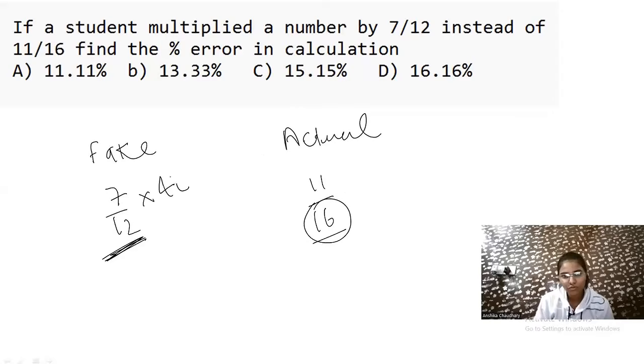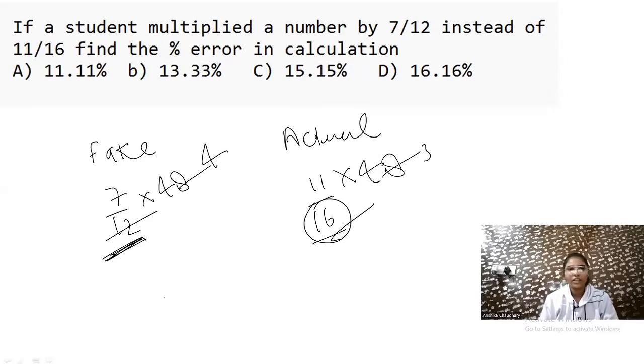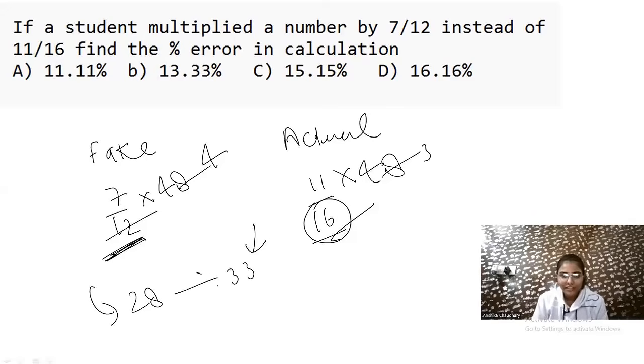So we need to multiply it by 48. It will divide as 4 and it will be 3. Then it will be 28 and it will be 33. So the fake number is 28. We got our answer as 28, but the answer should be 33. So what is the percentage error? What is the difference in this result? The difference in this result is 5, but in the calculation the actual number should be 33.